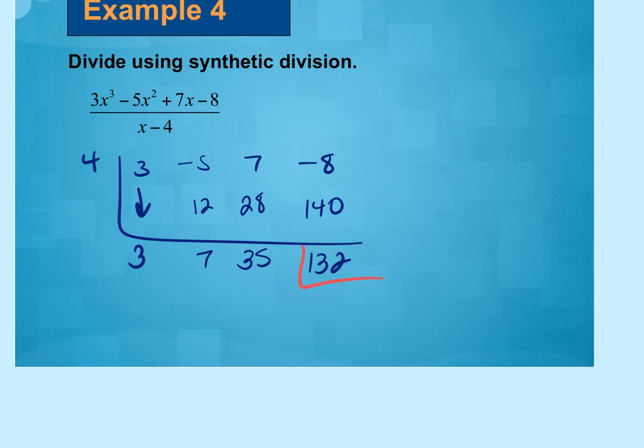The 35 stays as 35. The 7 gets the x. The 3 gets the x squared. So I'd get 3x squared plus 7x plus 35 plus 132 over x minus 4. Raise your hand if you got it right. Good. Questions?